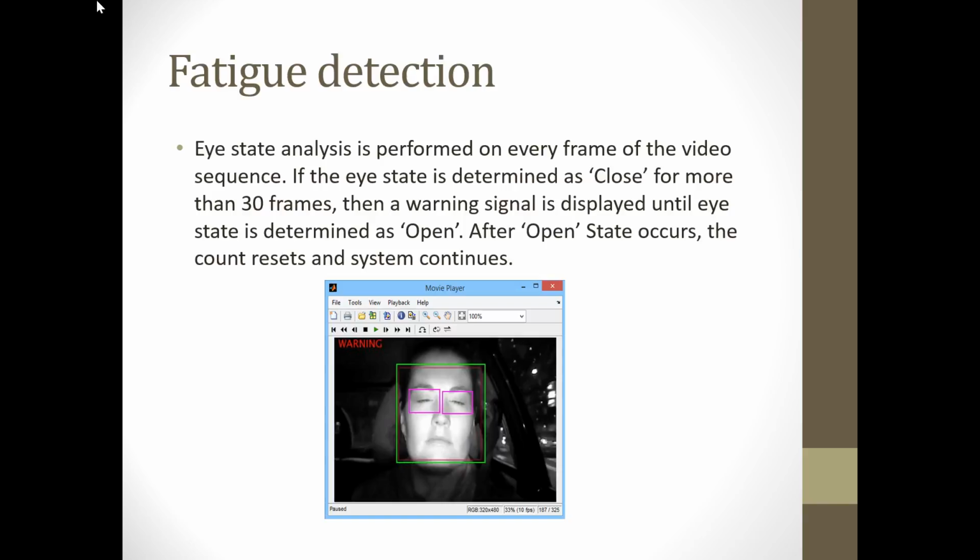And for the fatigue detection, after the entire video is processed, if the eye state is determined as closed for 30 consecutive frames, then fatigue is detected and the driver is alerted.